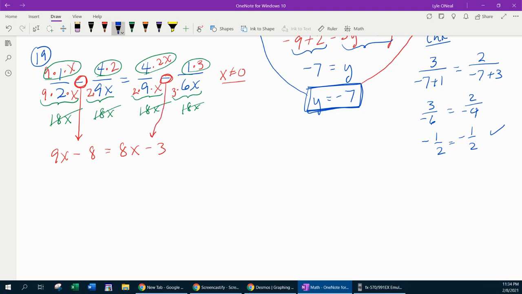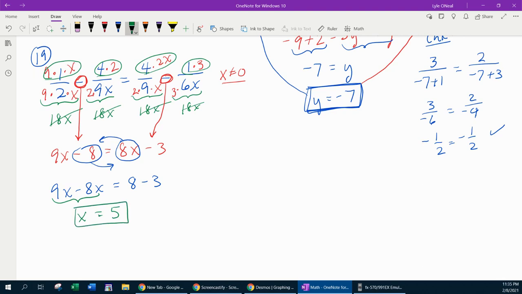I think we're just one step away from solving, bringing the 8x over, bringing the negative 8 back. That's going to give me 9x minus 8x equals 8 minus 3. 9 minus 8 is 1, that's just x. 8 minus 3 is 5. And it looks like our solution here is 5. And again, that does not violate the restriction, so that is going to be a valid solution.